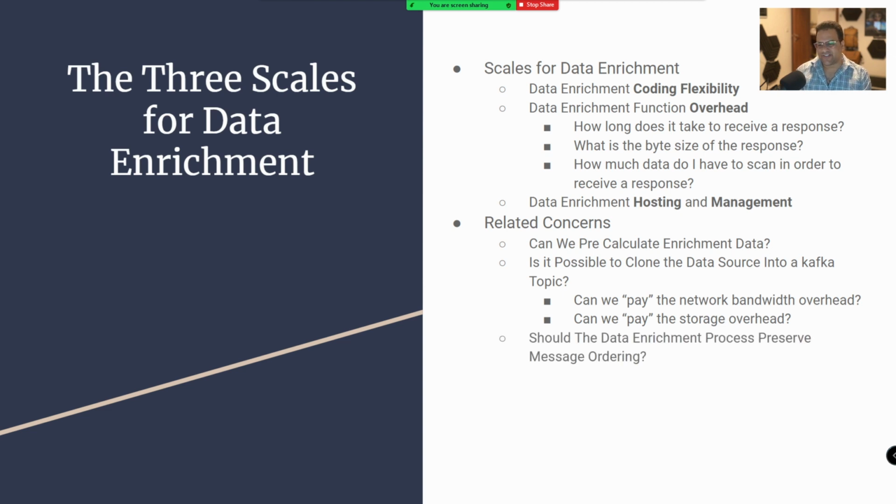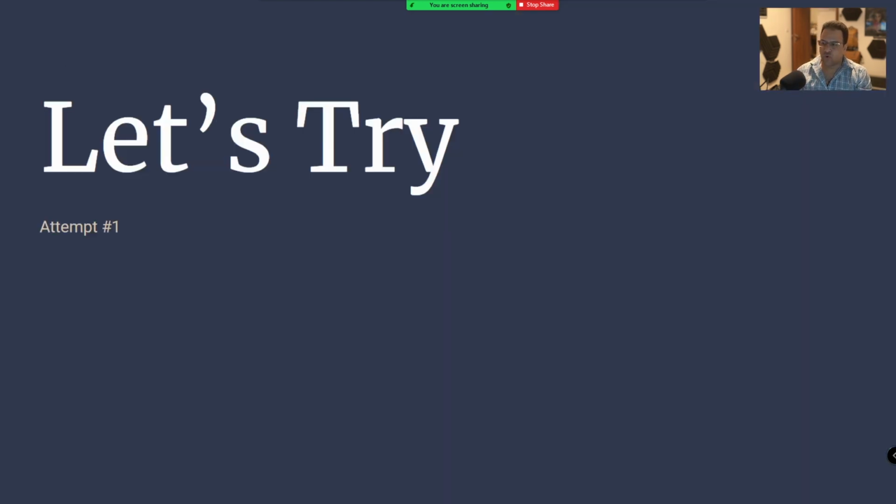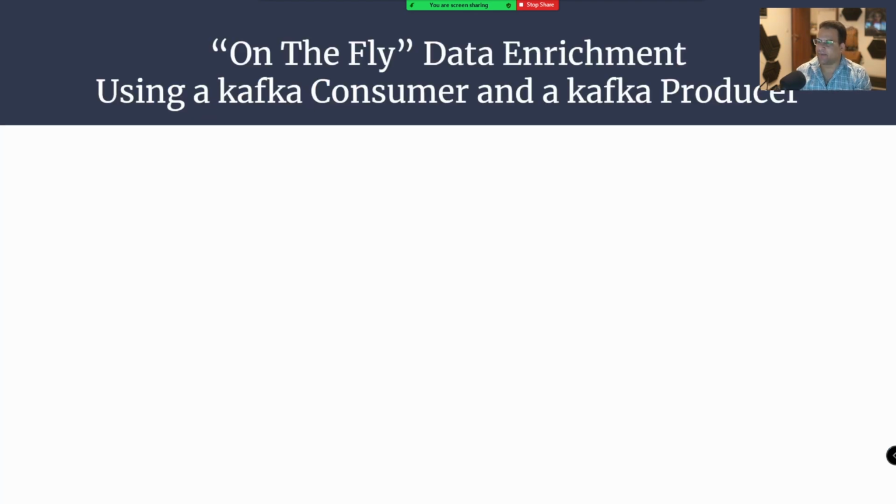And another question is, should the data enrichment process preserve message ordering? If we are now getting data from an external data source and fetching it back and creating new messages, which are the raw data and the enrichment data together, should we preserve the original raw data message ordering? So let's give it a try.